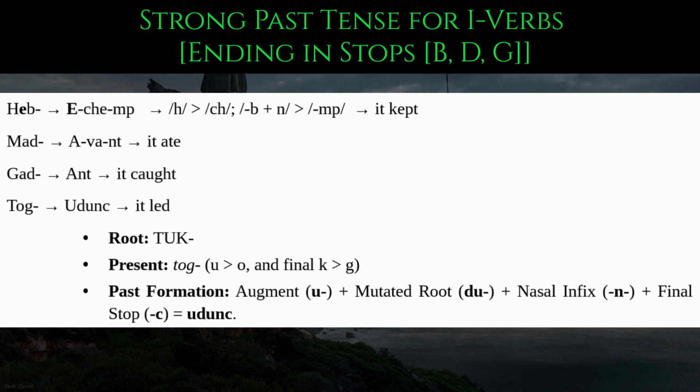Now, the last one is a little bit more tricky. Here we have talk becomes udunk, which means it led. Here we must know that the original root is tuk, with a u and a k. So in the present tense it becomes talk, but the o is originally u, and the final k becomes a g. So, with that in mind, we have a completely different stem here. So, sometimes it is slightly more complex.